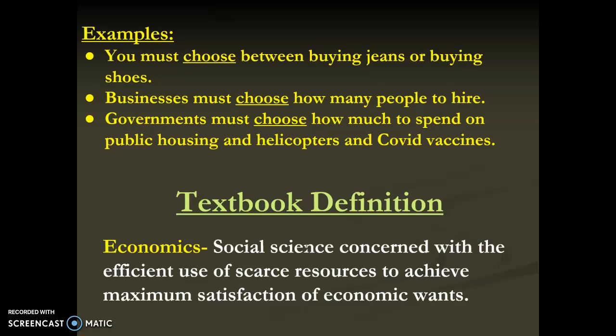The textbook definition is here: social science concerned with the efficient use of scarce resources. Note the word efficiency. Economists are not only interested in using scarce resources and allocating them, they want to do that in the most efficient way, basically making somebody well off without making anyone else worse off. As soon as you start making people better off and there are also people being made worse off, that's where we start asking questions. Should we continue this particular policy or whatever?